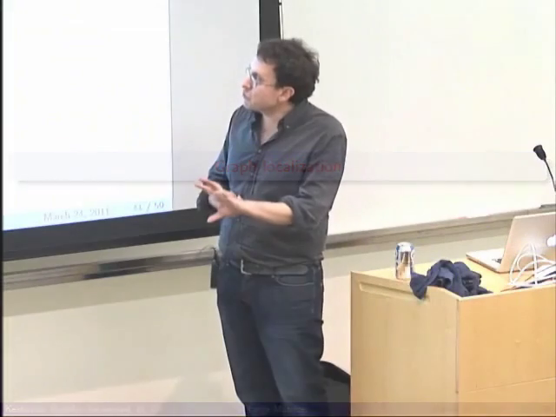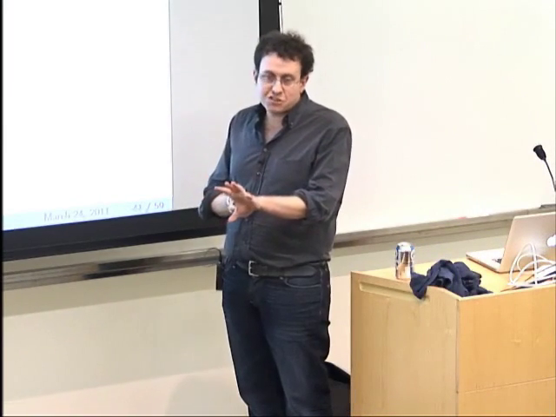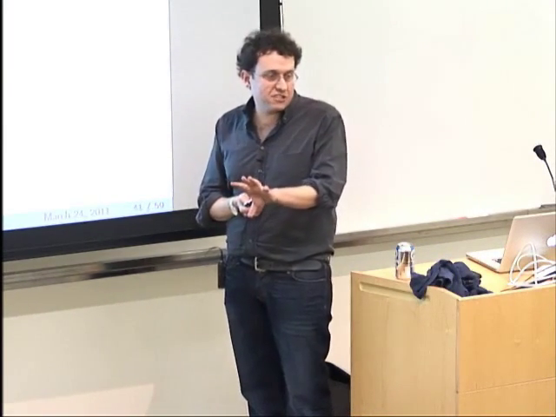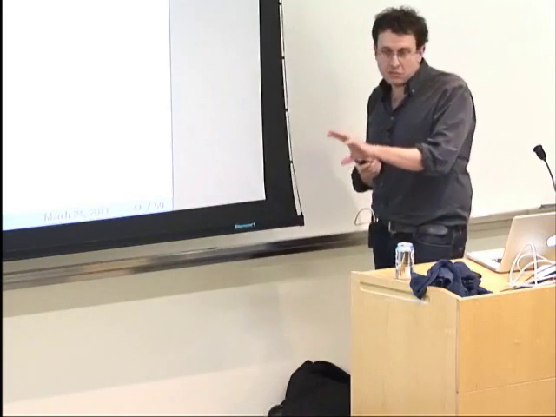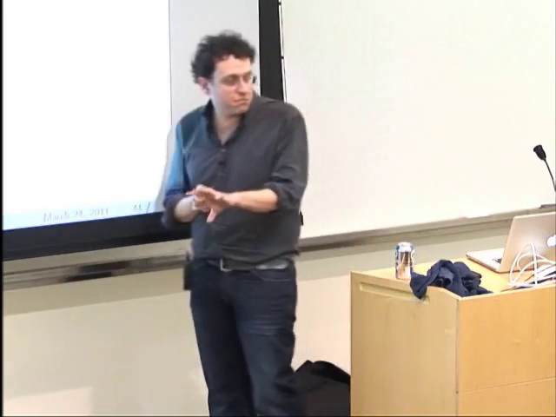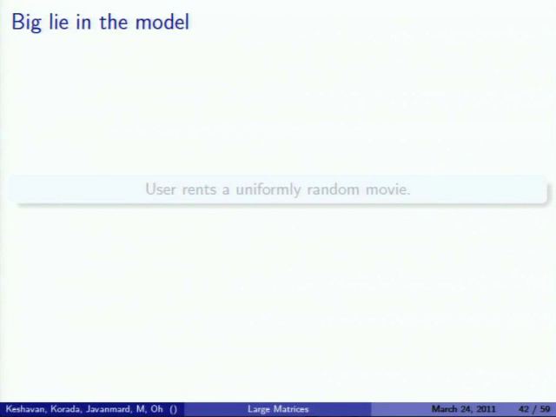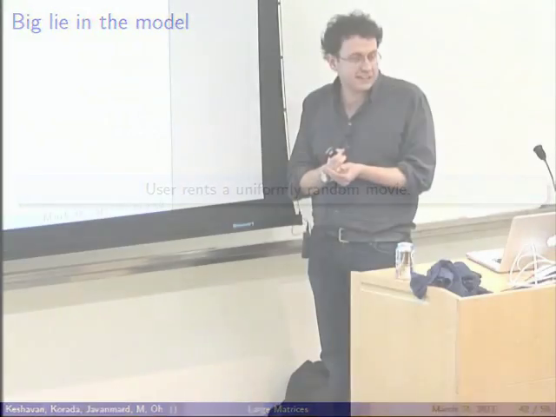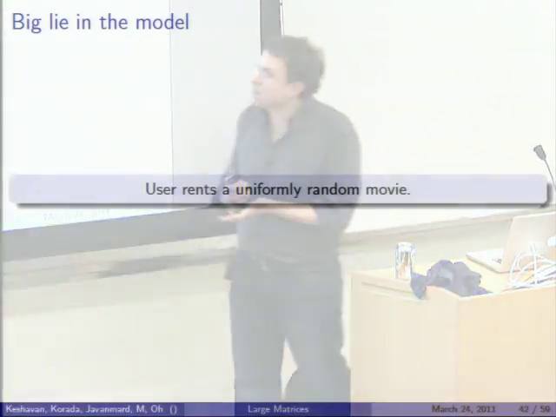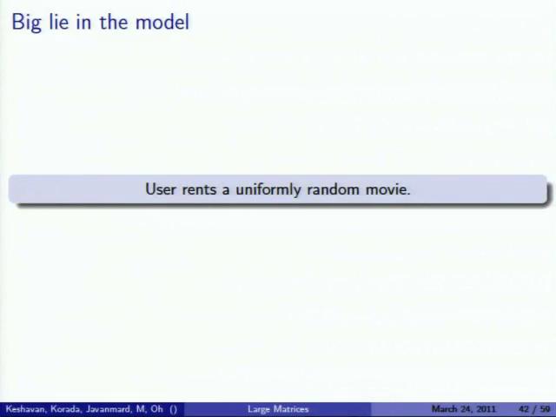Okay, so in the last 20 minutes, I want to talk about this graph localization. The way I got into this graph localization is that I was thinking about this collaborative filtering model, and I thought that the model is somehow a big lie. The model that I studied has a big lie in it, and the big lie is that in the model each user rents a uniformly random movie.